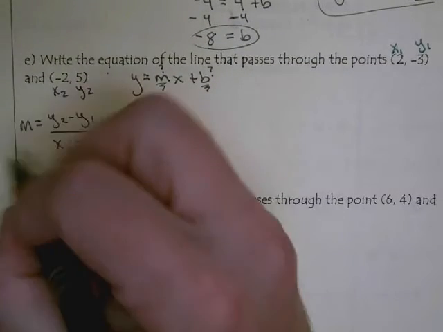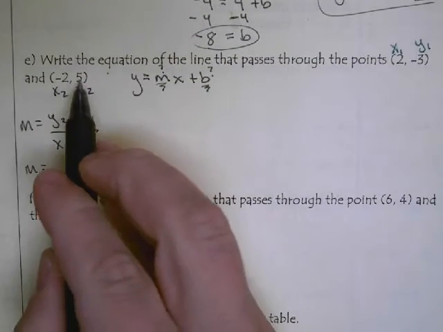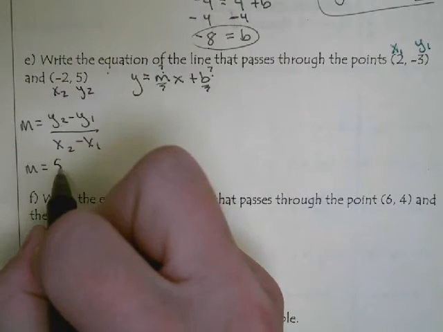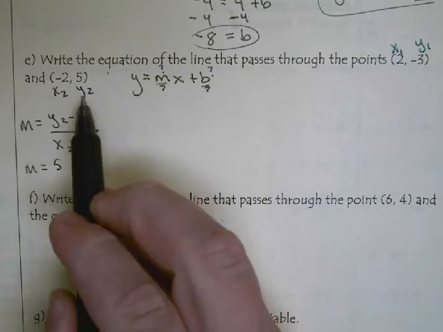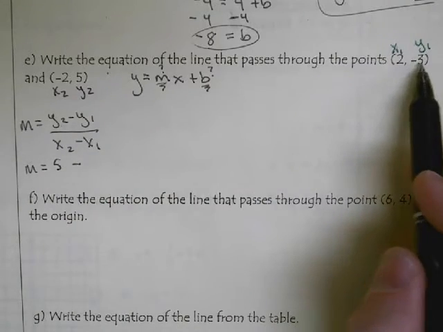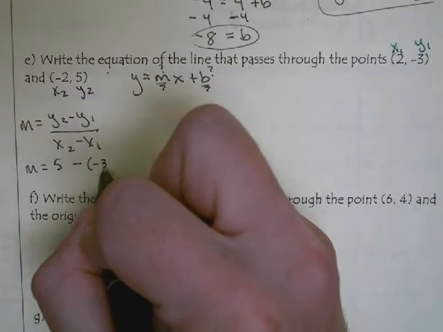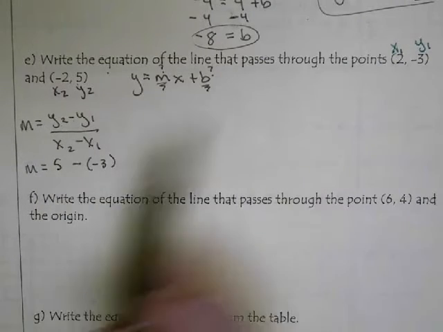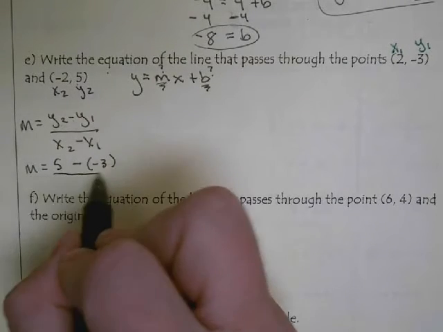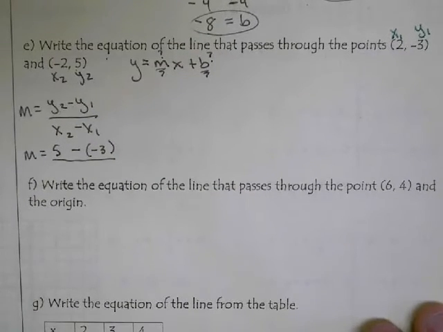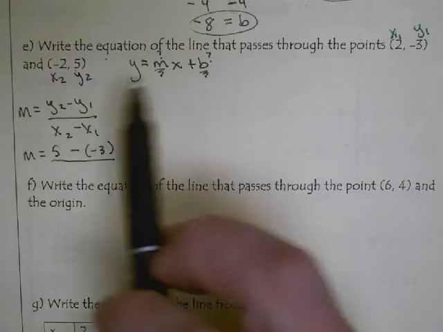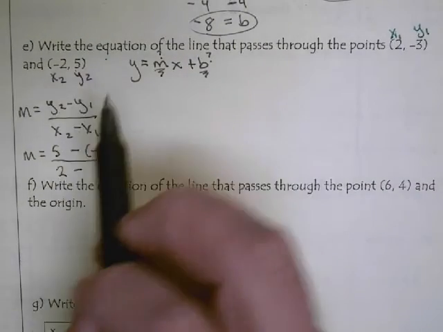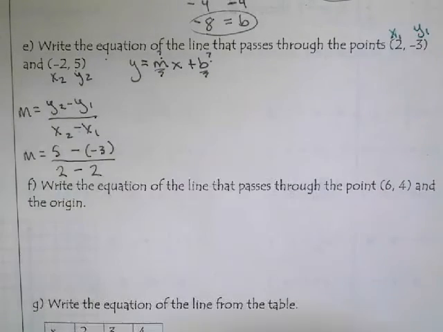So let's plug in. I have m is equal to y2 is 5, minus, where's y1? Oh, there's y1, negative 3. So 5 minus a negative 3. Keep that straight. That's often sometimes a mistake we make. Then I have x2 minus x1. So I'll have x2, minus x1, which is 2.